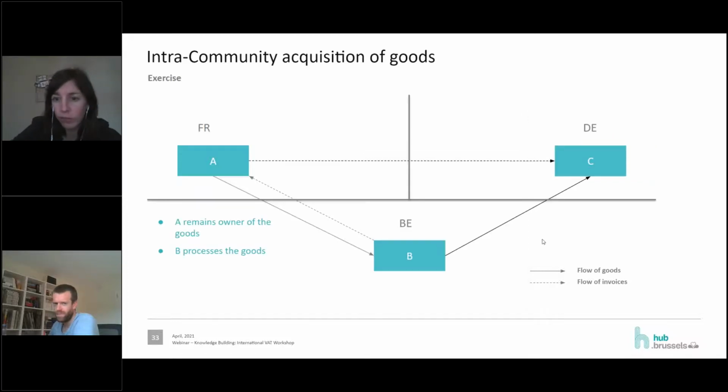Maybe another practical example as well. We have a French company selling directly to a German company. But in fact, there's a sort of intermediary step, meaning that the French company will ship the goods to Belgium for processing purposes, and then afterwards the goods will be shipped to the final customer in Germany. The Belgian company is acting only as a toll manufacturer, so only processing the goods.